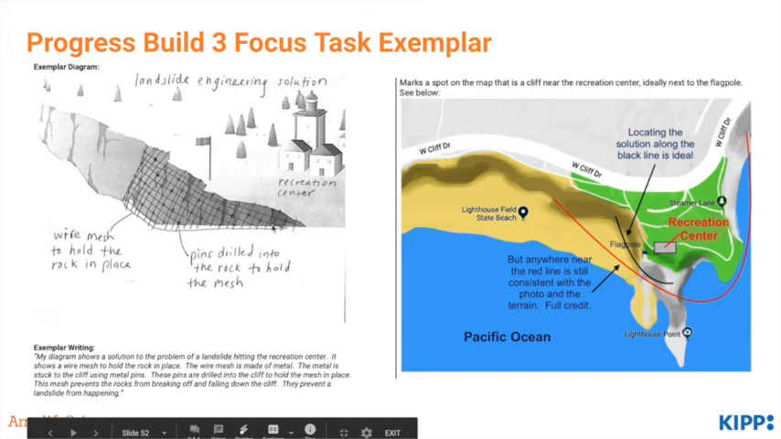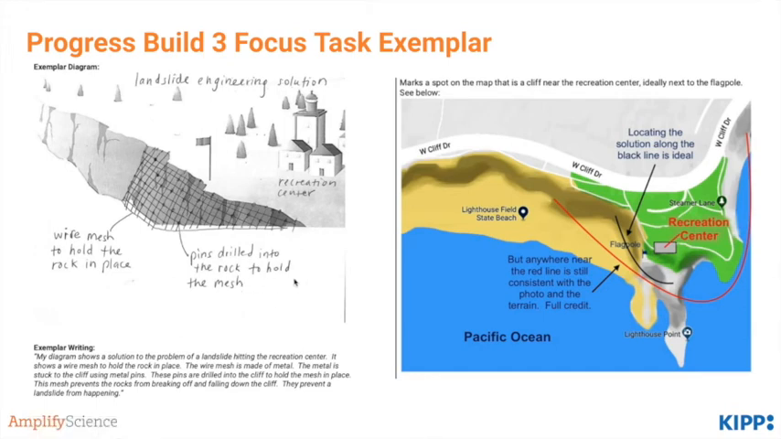Great, so here's my example, although yours may look a little different. In my case, I chose to go with a wire mesh solution to hold the rock in place. So you see I've drawn it right here on the cliff, and then I've drawn pins drilled into the rock to hold the mesh in place. Other solutions such as retaining walls or longer pins are perfectly fine as well, as long as students have a viable solution and a clear description of their solution. You can see my example right here.